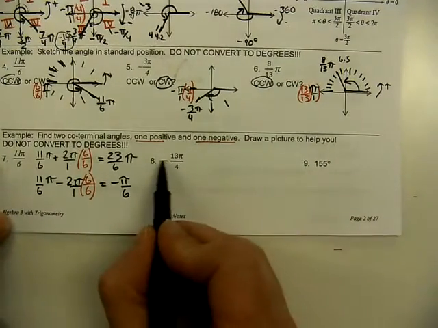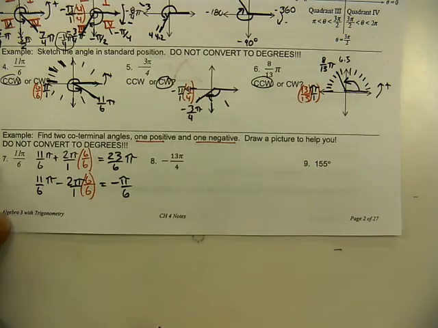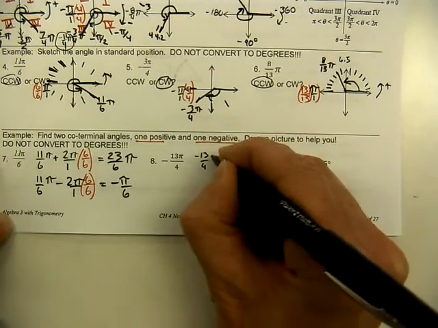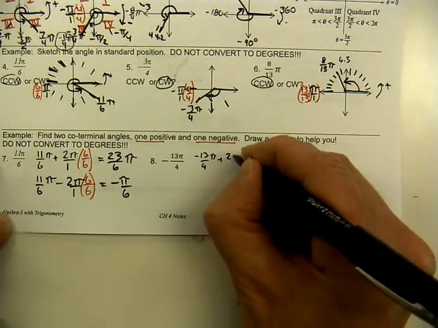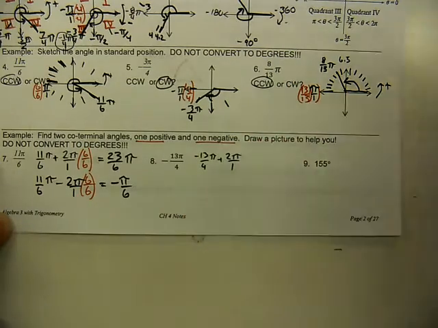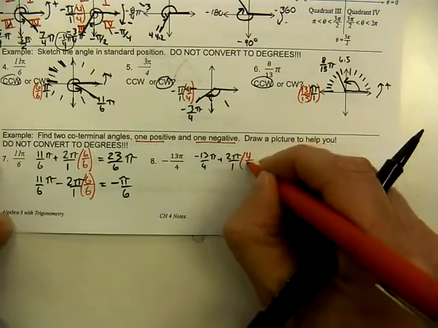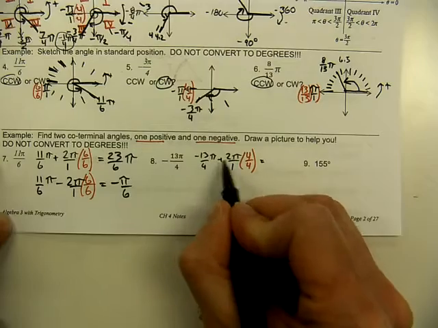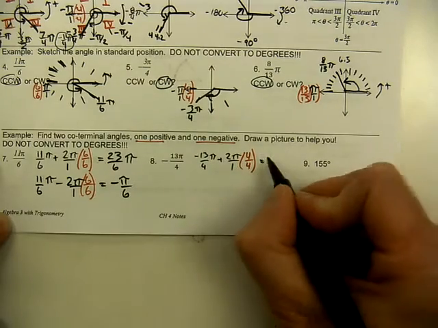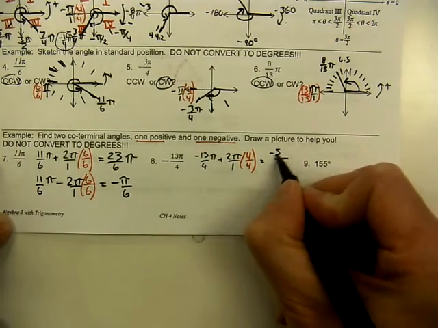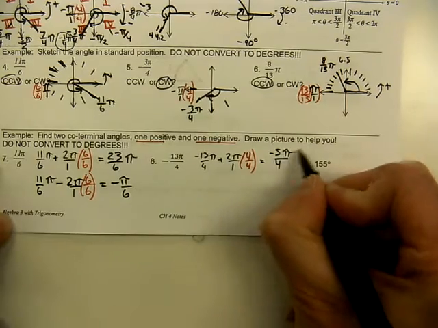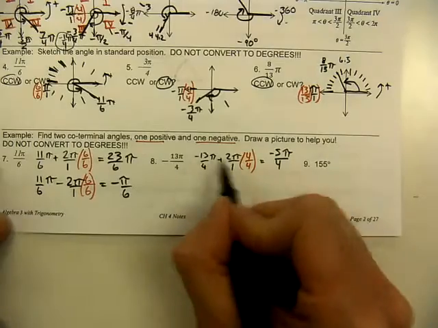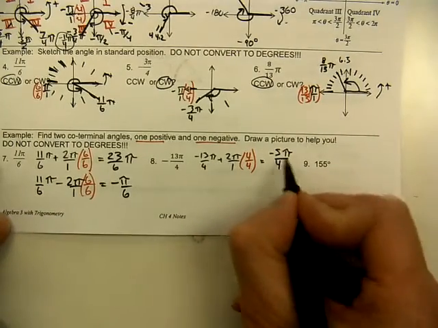Here's number 8. This time we're starting off with a negative angle of negative 13/4 pi. So take the given angle, and I'm going to add 2 pi. We have to match that denominator, so we're multiplying by 4/4. So we have negative 13/4 pi plus 8/4 pi, and that gives us a result of negative 5/4 pi, which is still negative. That's interesting. Notice we added something, but it was still a negative result.